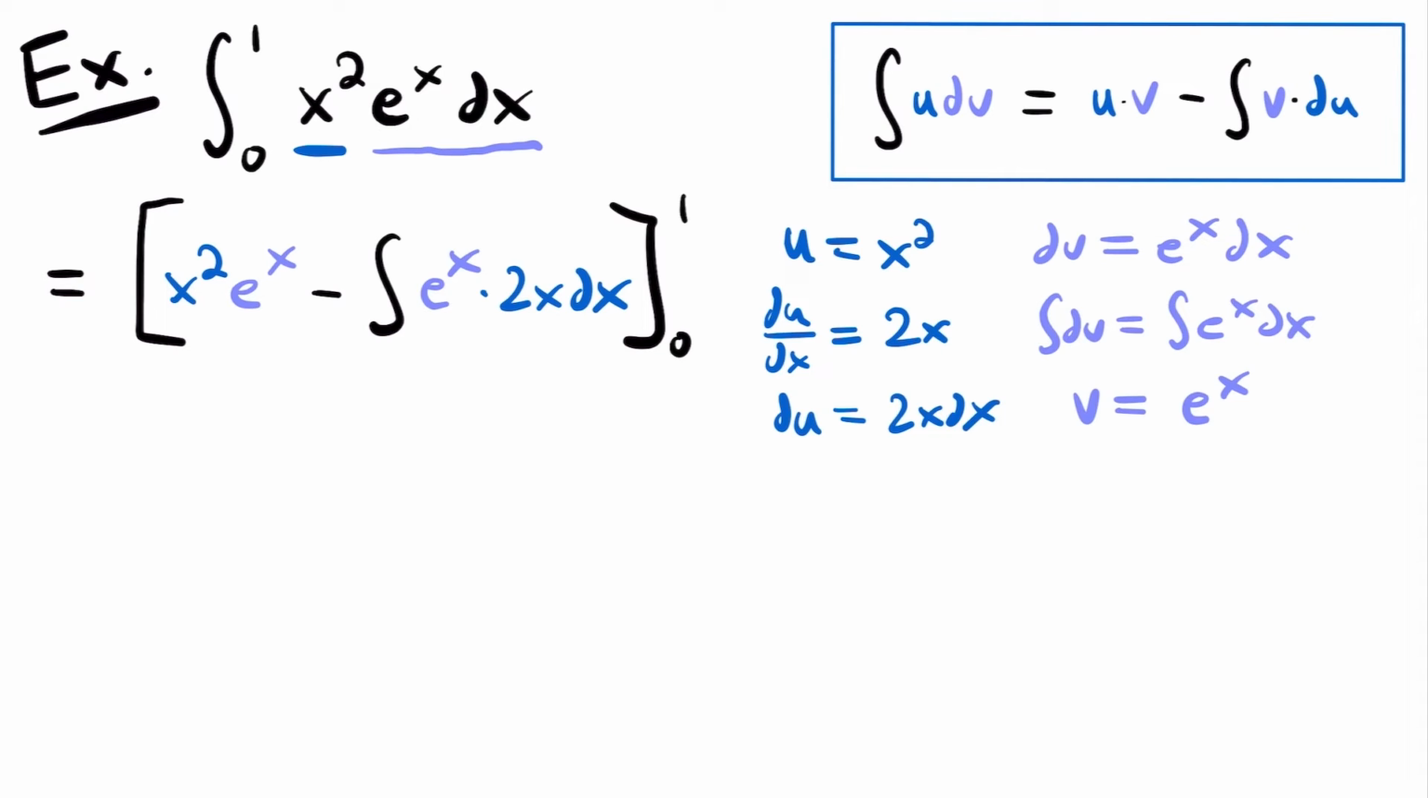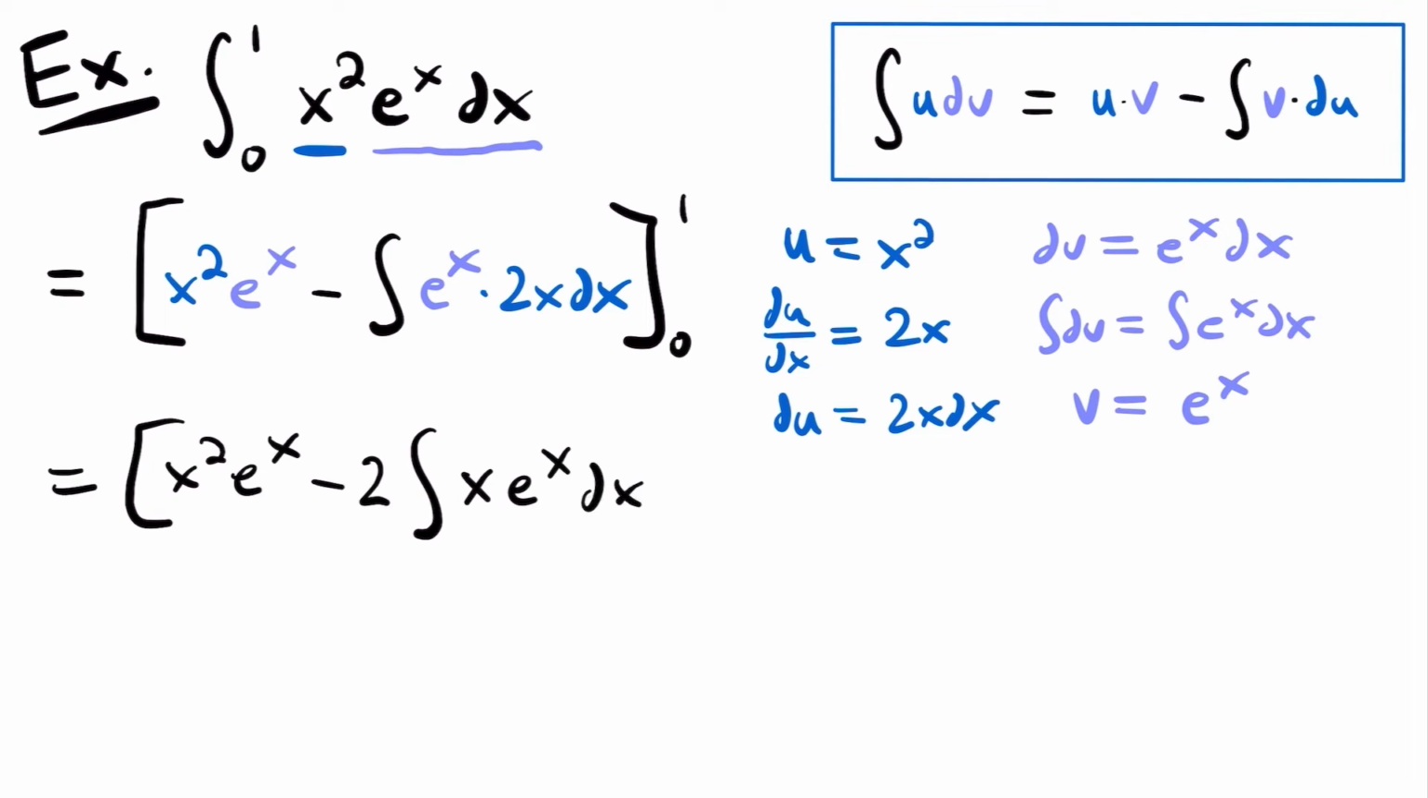Let's simplify a little bit and see what we can do with our new integral. This will be equal to x squared times e to the power of x minus, let's pull this 2 out to the front of the integral, so we'll have negative 2 times the integral of e to the power of x times x. I'm going to reorder that multiplication, so I'll just have x times e to the power of x times dx. And that will be evaluated from 0 to 1.